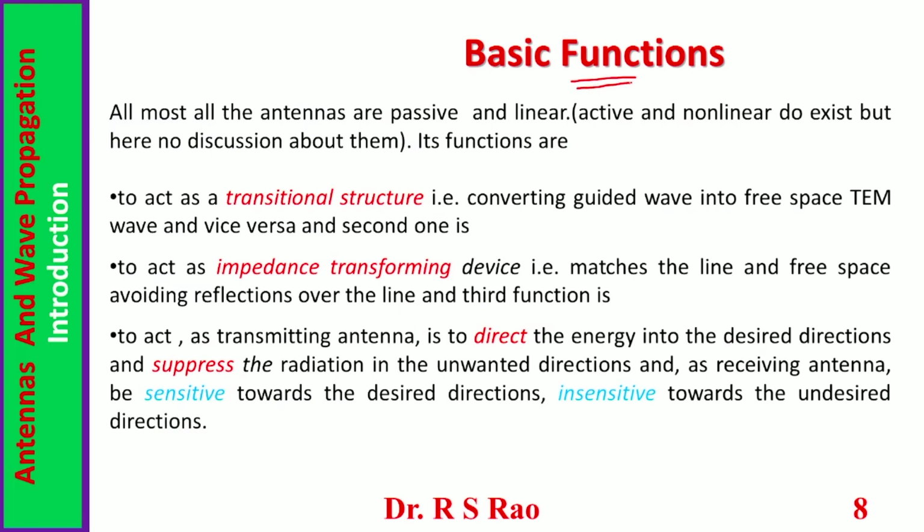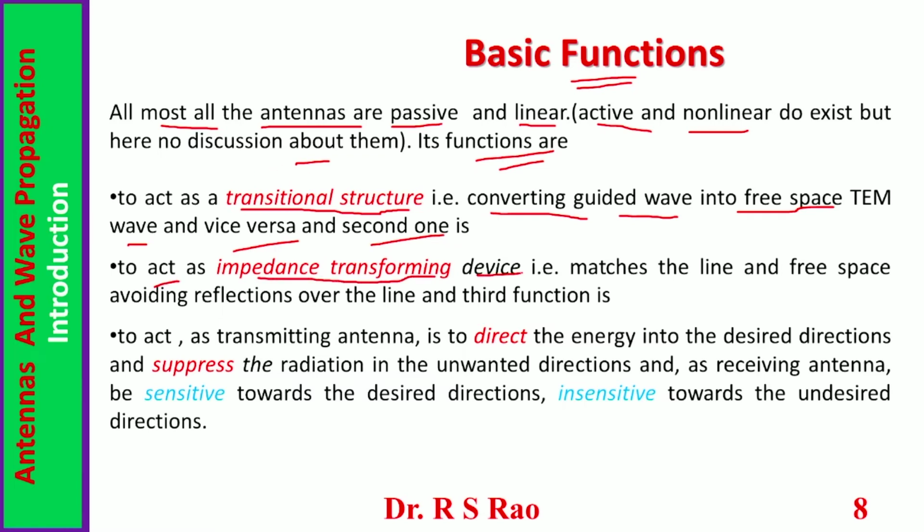Basic functions are listed here. Almost all the antennas are passive and linear. Active and nonlinear antennas do exist, but here the discussion is not about them. The basic functions of antennas are: one, to act as a transitional structure, converting guided wave into free space TEM wave and vice versa. And second one is to act as an impedance transforming device.